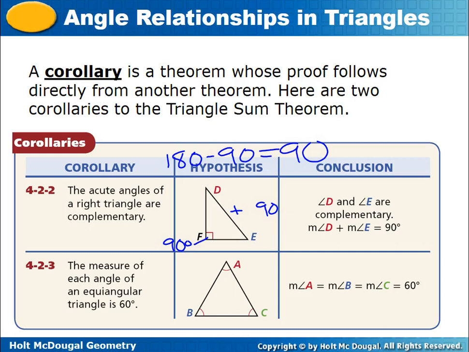Down here for the second one, this is an equiangular triangle. So that means I can divide 180 by 3, and that means each of these angles has to be 60 degrees. So we're going to do a couple of these problems now.